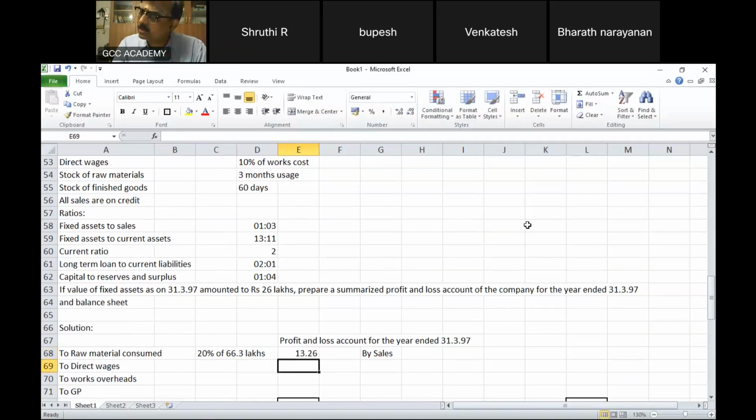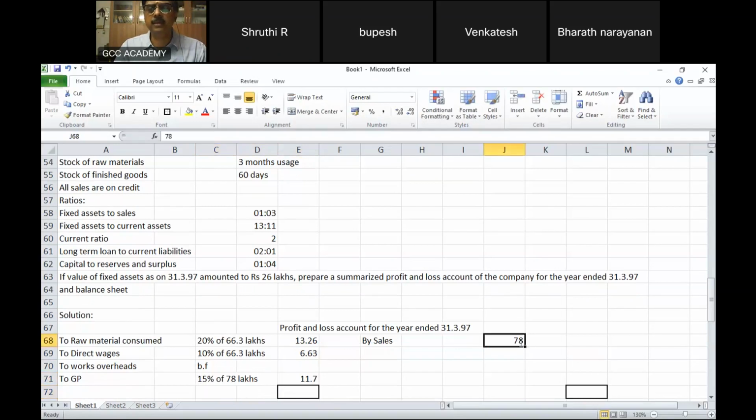Then direct wages, they have given as what? Direct wages is given as 10% of works cost. 10% of works cost, which is 66.3 lakhs, is 6.63. Okay. Now sales is 78 lakhs, we know that. And gross profit is 15% of sales, so that is 15% of 78 lakhs, 11.7.